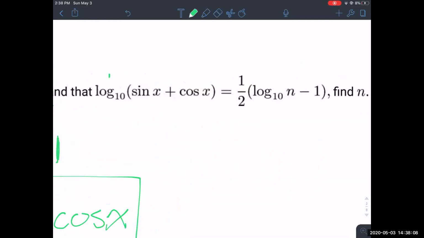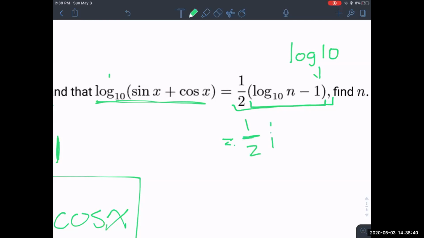So this next part, we have this. First of all, let's see if we can simplify this right side into something a little bit easier to handle, because we actually can't do anything with the left side. So remember that we can turn 1 into log 10. And then when you subtract logs, you divide their insides. So you have 1/2 of log n over 10.